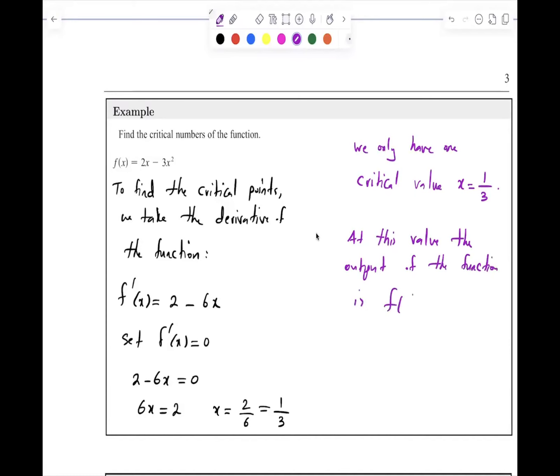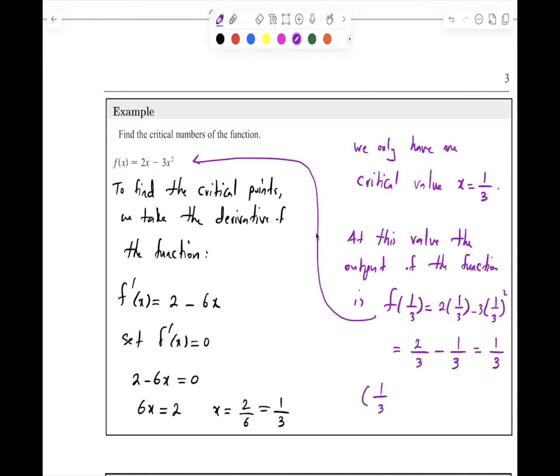is f of a third, which is equal to, now I'm looking at my function again, 2 times a third minus 3 times a third to the power 2. It's equal to 2 divided by 3 minus 3 over 9, or a third, or 2 minus 1 divided by 3, or 1 over 3. So in this special case, your x is a third, your y is also a third.